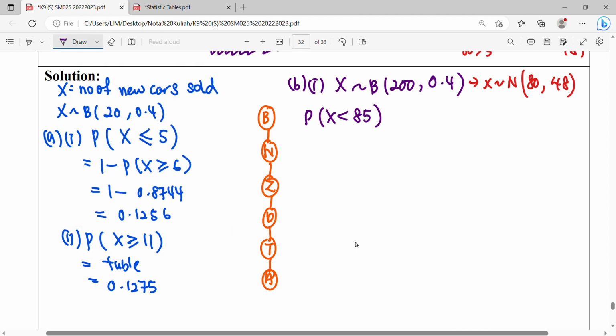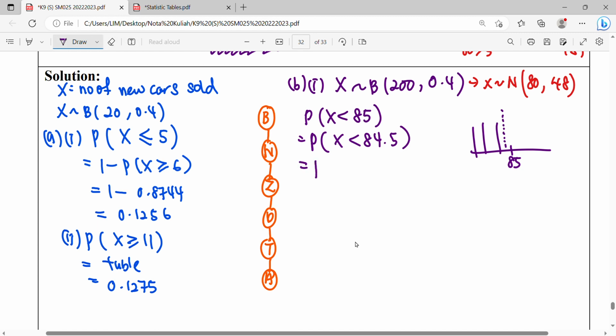So binomial to normal, continuity correction: make the boundary continuous, make it decimal. So less than 85, so 85 is not involved. The boundary can start before 85, so 84.5. Then it has become normal.